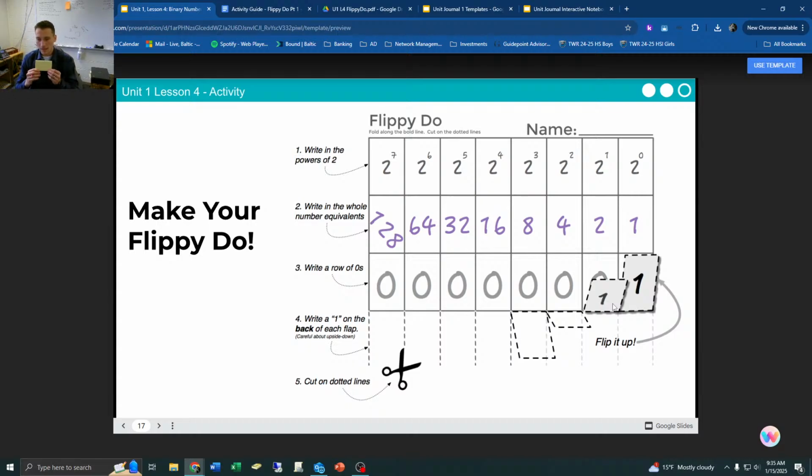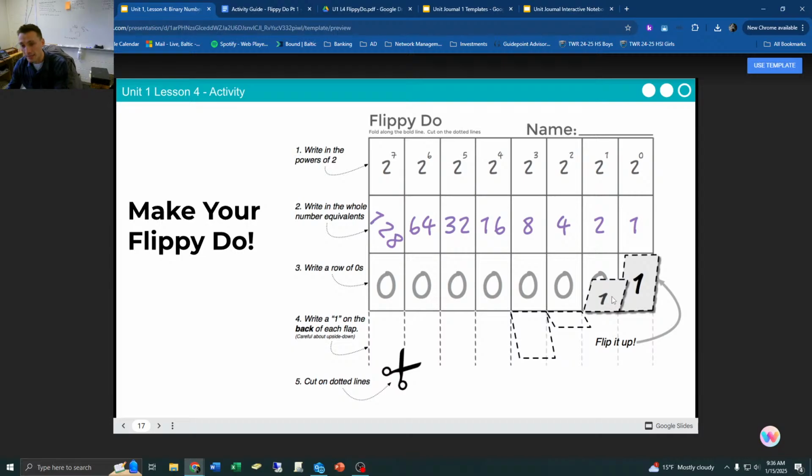So in binary, how 7 is translated is 0, 0, 0, 0, 0, 1, 1, 1. Okay? So that's how 7 is represented. Our next one was 20. So how am I going to represent 20?